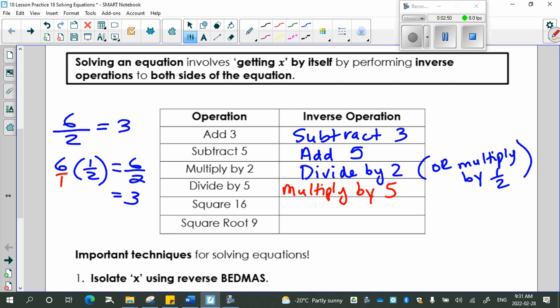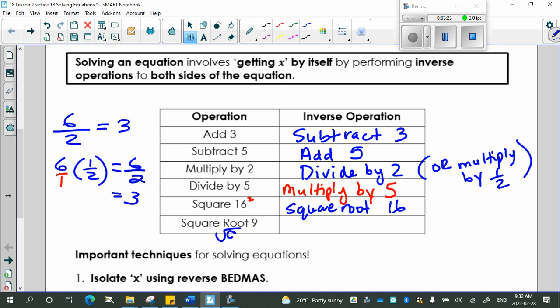Squaring 16, so putting 16 to the power of 2, that means what? What would be the opposite of squaring something? We want to undo the power. This is one you might not have thought of before. Square root. Square rooting, good. Square root of 16. Okay? So this is 16 squared, and we want to square root it.